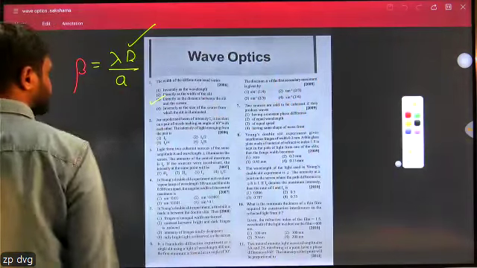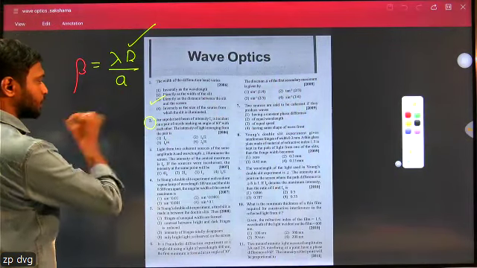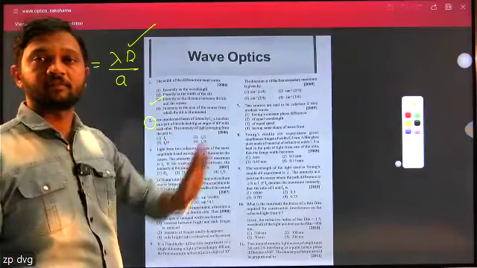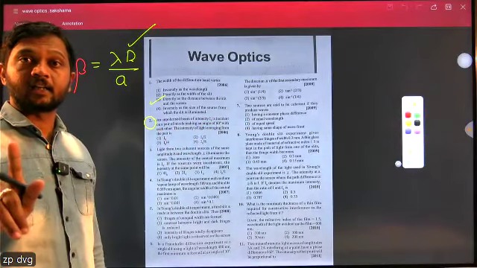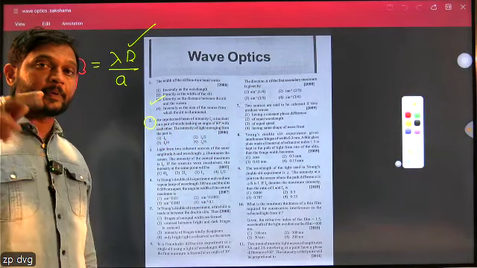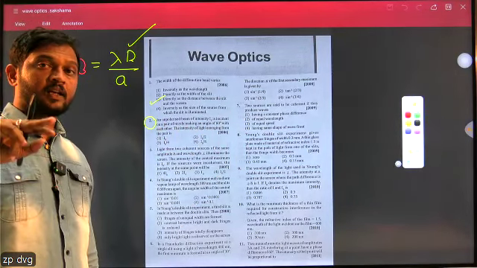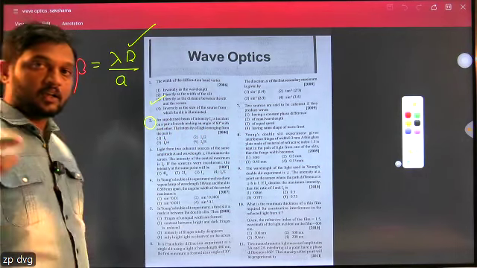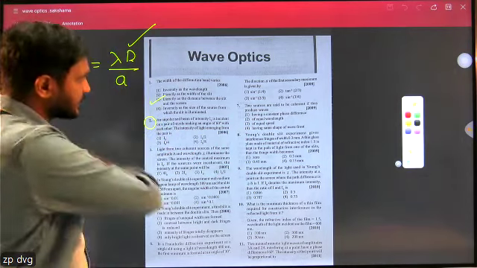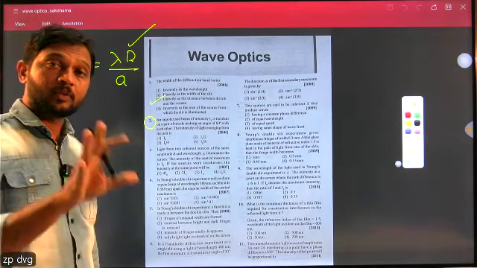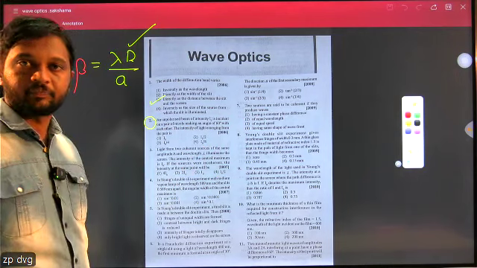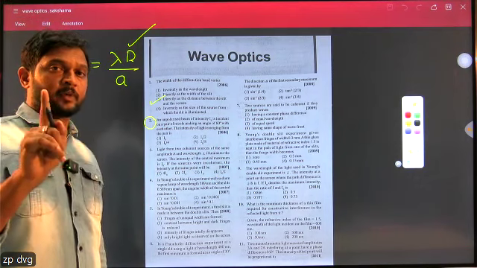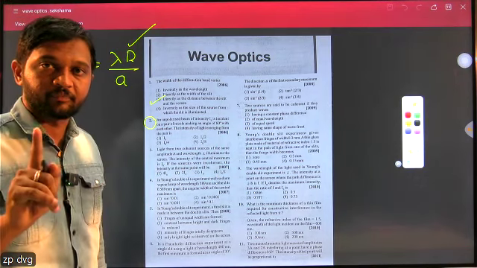Next one, question number 2. An unpolarized beam of intensity I naught. Unpolarized light is nothing but light having two vibrations, along parallel or along perpendicular. I already explained it in the last slide. Unpolarized light and polarized light: polarized light is restricted to only one plane of vibration. Is it clear?